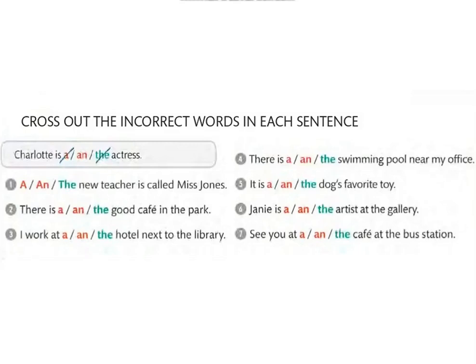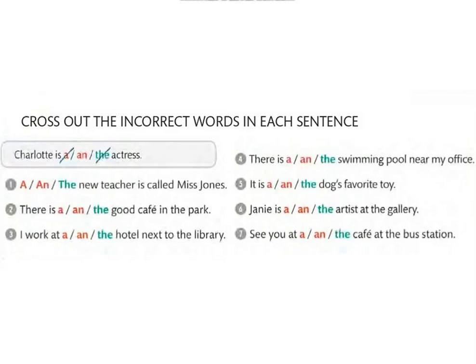Number two, there is a good cafe in the park. A good cafe in the park. Here we are talking in general. Number three, I work at the hotel next to the library. Next to the library. The hotel, the specific hotel next to the library.